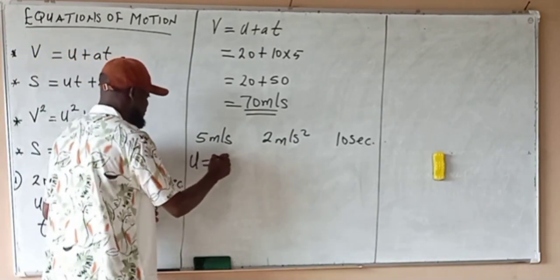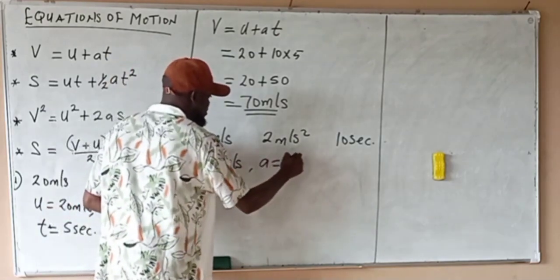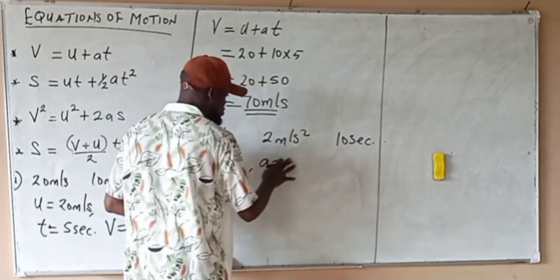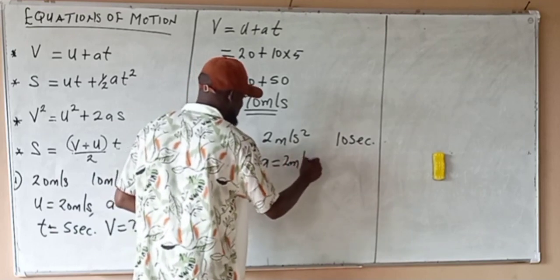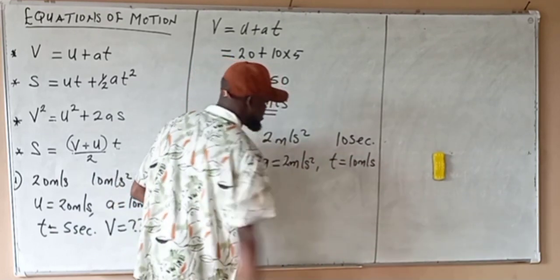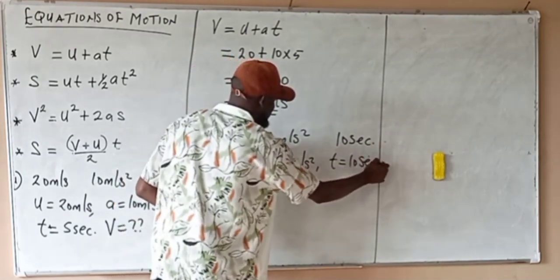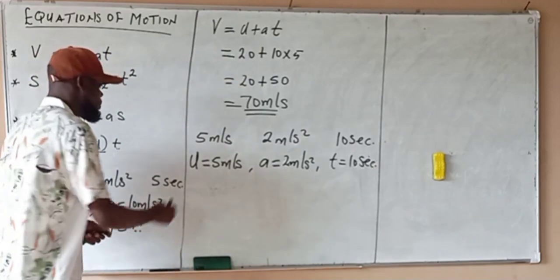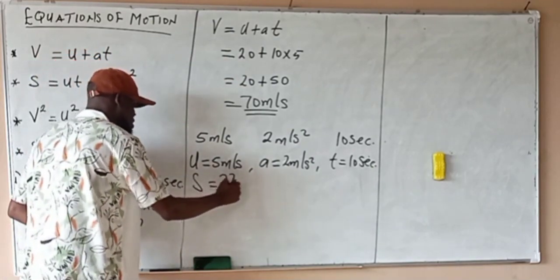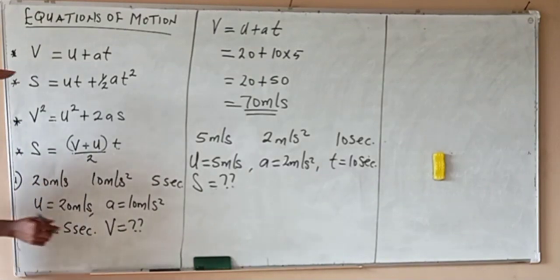So the initial speed is 5 meters per second. Acceleration is equal to 2 meters per second squared, and time is what? 10 seconds. Sorry about that, the time is 10 seconds. So what will be the distance moved by this body? Since we are talking about speed, we should be talking about the distance moved by that body.